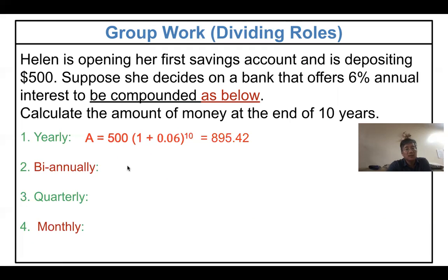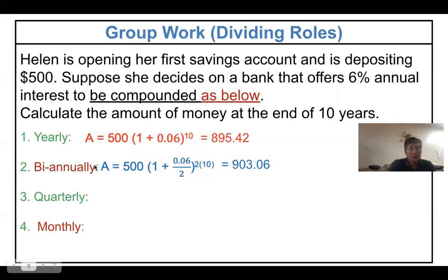But how about biannually? What should you change? Yes, you divide the 0.06 by 2 and then multiply the 10 by 2. That's the only difference. Make sense? So 1 plus 0.06 divided by 2, don't add the first 1 and 0.06 and divide. You should divide the interest rate only, all right? By 2. And then 2 times 10. If you do it, $903.06. This is more than the yearly, right? So when you compound twice, it's a little bit bigger than compounded just once.